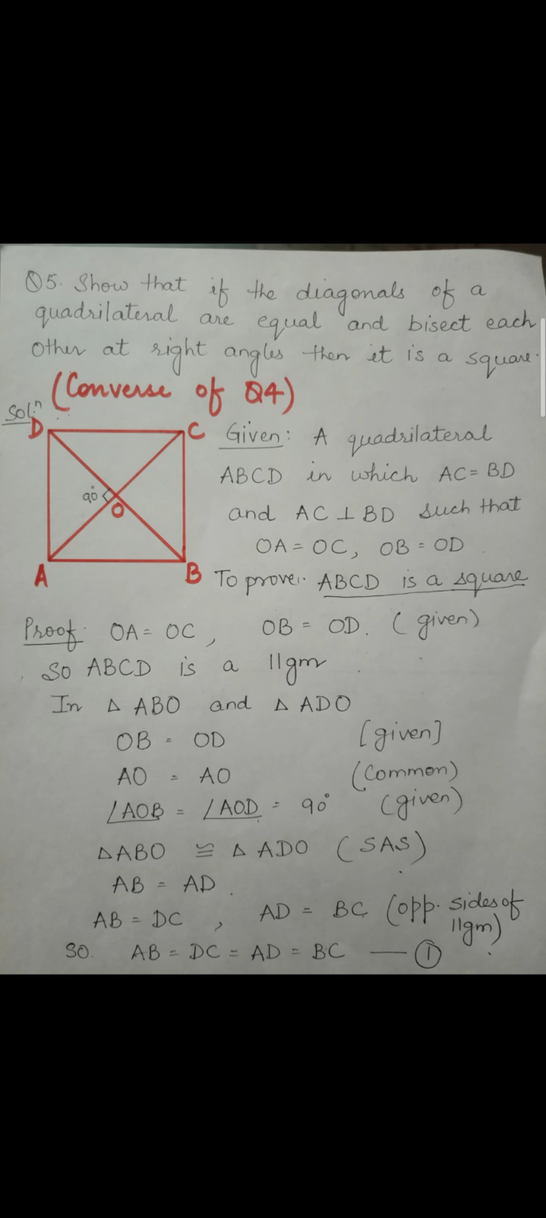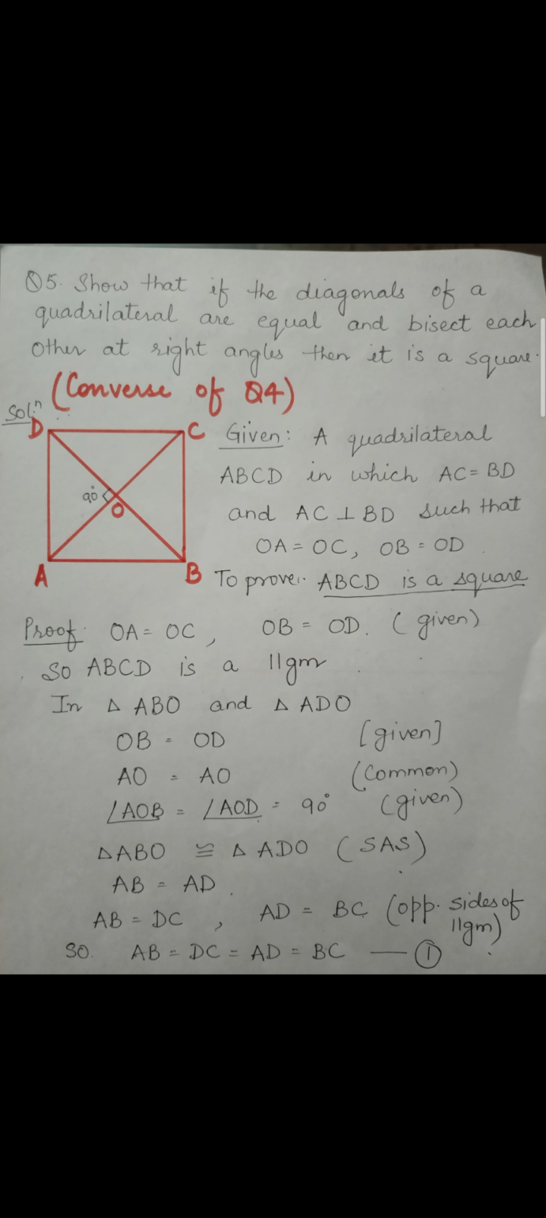Children, now we have question number 5. Show that if the diagonals of a quadrilateral are equal and bisect each other at right angle, then it is a square. So children, this is the converse of question number 4. In question number 4, it was given that ABCD is a square. We have proved their diagonals bisect each other, diagonals are equal and diagonals are perpendicular to each other.